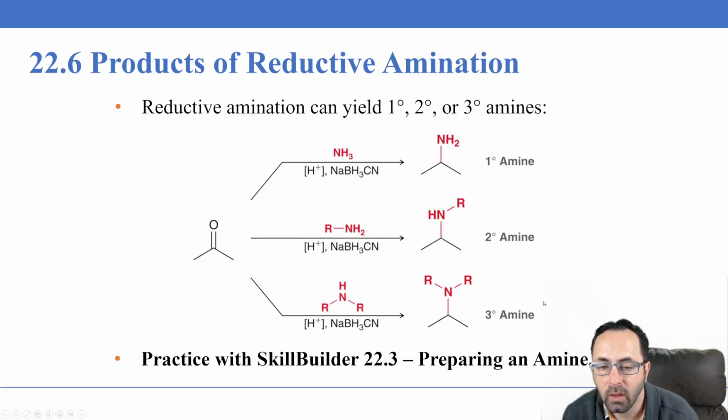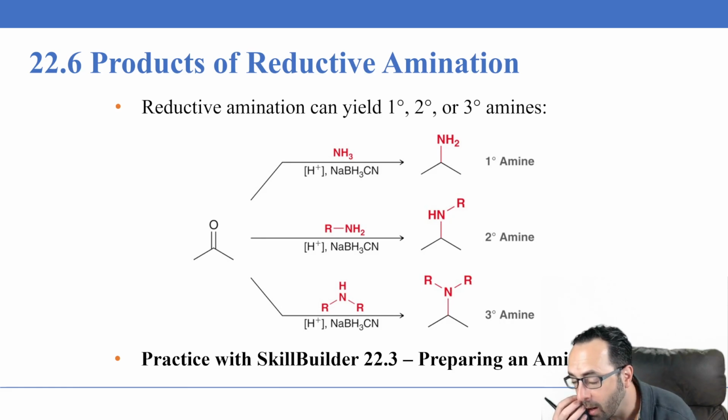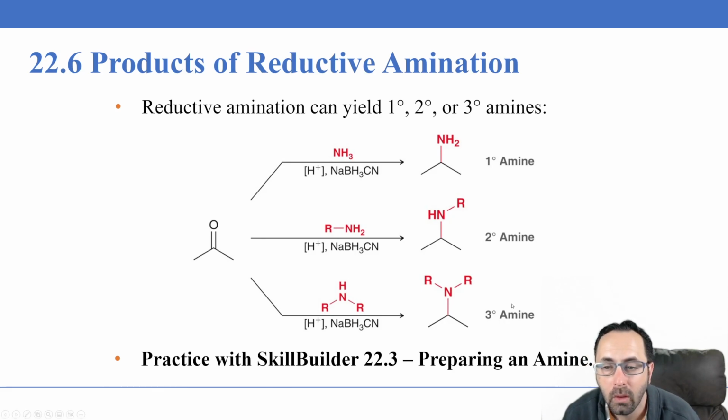For reductive amination, unlike the other methods we saw for synthesizing a primary alkyl halide or even a secondary, where we saw one example, reductive amination can be used to yield primary, secondary, or tertiary amines. If we're starting with a ketone and we want to produce any amine, it's very simple. We just expose it to the type of amine that we want to add on.